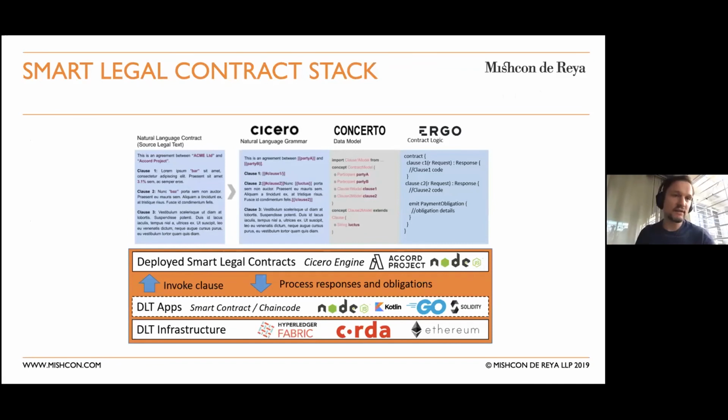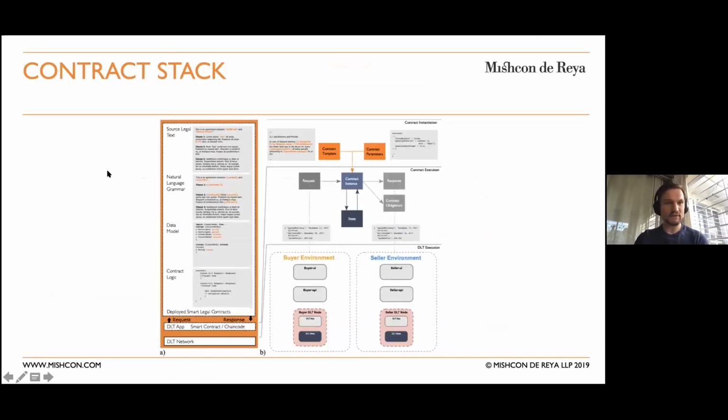We'll be diving a little bit deeper into the legal contract stack. So what is Cicero, Concerto, and Ergo? I've mentioned them a little bit, but we will have a bit more of a deep dive into these three stages of building a contract a little bit later. I'll skip over some of the less important stuff that may be important for other people, but we can't do everything.